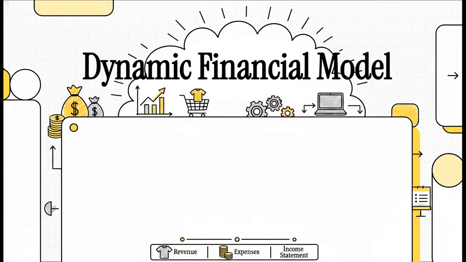Today, we're taking a completely blank screen and turning it into a fully functioning, highly adaptable financial model. And we're going to do the whole thing in just 15 minutes. To make this super practical, we'll build it step by step using a mock e-commerce t-shirt business as our real-world example. We'll be forecasting revenue, mapping out expenses, and building an entire income statement right from scratch.